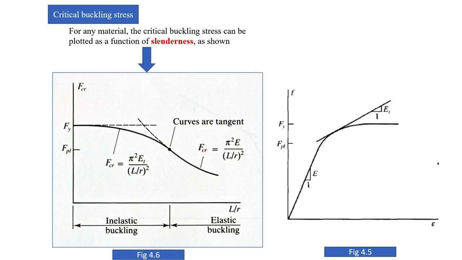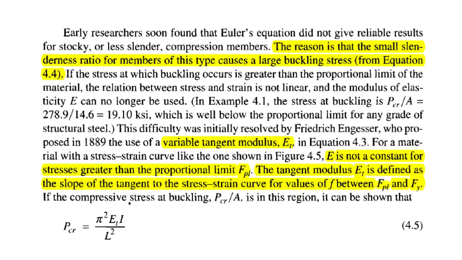Let's go back here. This is figure 4.5, and this is the stress strain curve that we have here. E is not constant for stresses greater than the proportional limit, as I have mentioned. The tangent modulus ET is defined as the slope of the tangent to the stress strain curve for values of F between FPL and Fy. If the compressive stress at buckling, PCR over A, is in this region, it can be shown that this equation is going to work for us: PCR equals pi squared ET I over (KL) squared.